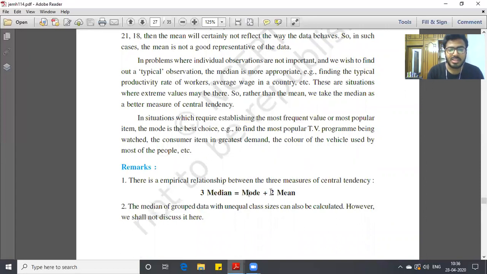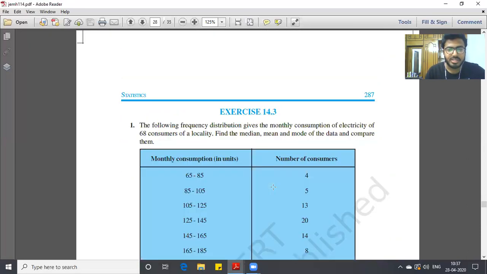Okay, this we can rearrange and write in a different way also. Mean, median, and mode you can write that way also. That is, mode is equal to what? 3 median minus 2 mean. Okay, mode is equal to 3 median minus 2 mean. In that manner also you can write it. However you want to, you can arrange it.